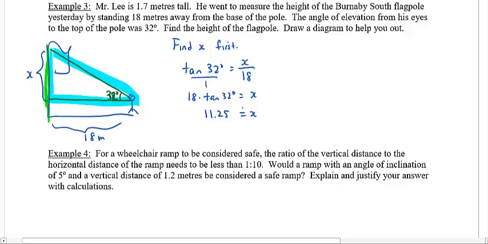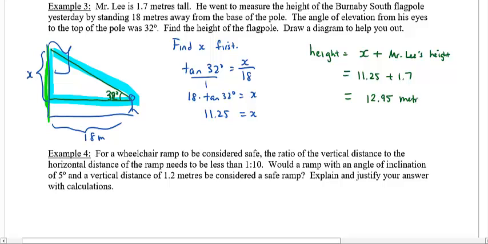Now that's great, but that's not the actual height. The height is that x value here plus what though? Plus, oh yeah, the height of me, Mr. Lee's height. Because I didn't measure this from the ground. My eyes aren't where my toes are. So I have to add that together with my x value, and then I can get the correct answer, which is, what's 11.25 plus 1.7? That's 12.95. And that's how high the flagpole is at the school. Ta-da!